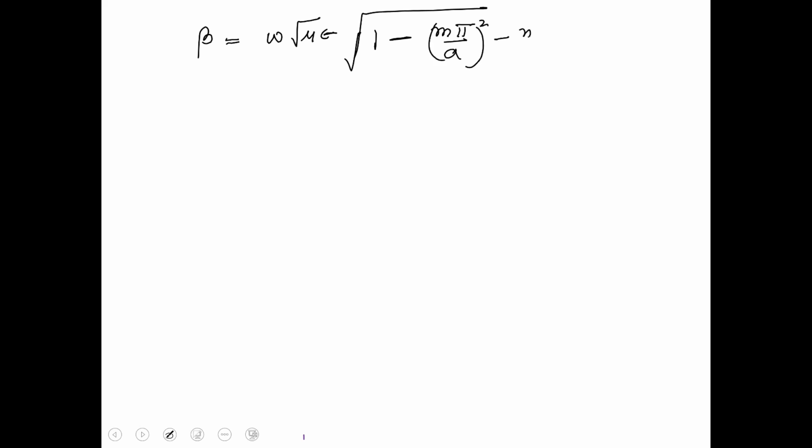So we know that basically beta can be written as omega square root of mu epsilon. We had written this before. 1 minus (m pi by a) squared, minus (n pi by b) squared.